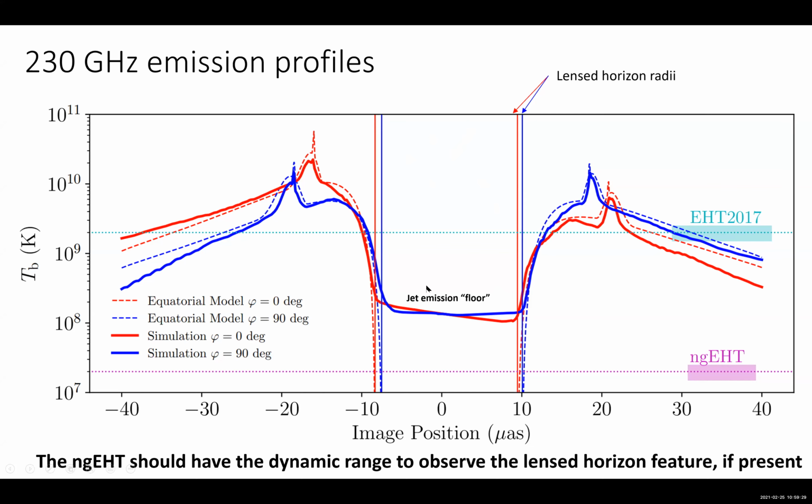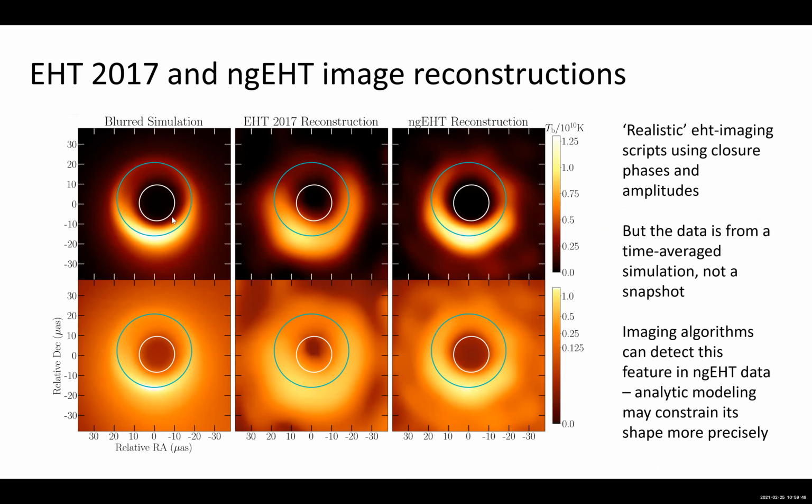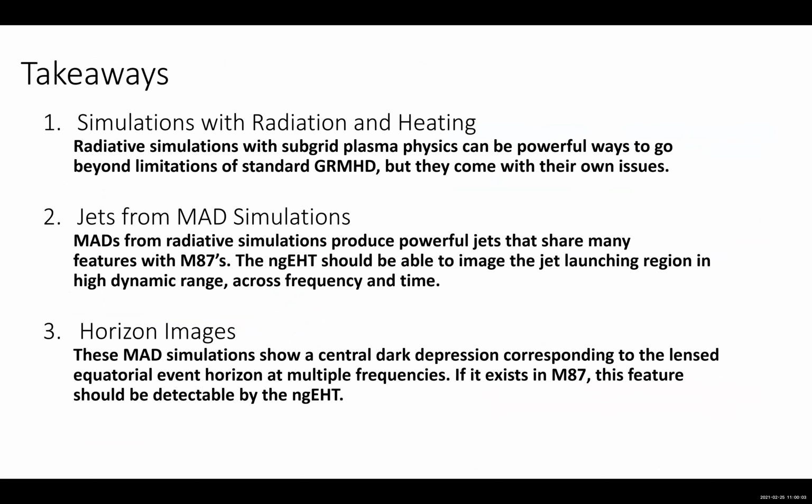And critically, at least in this simulation, this floor is well below what we might see with EHT 2017. The dynamic range is just so limited. But if we extend to ngEHT dynamic ranges, we might be able to pull out this floor and observe this lensed horizon feature directly. And so this is just a series of image reconstructions showing the blurred simulation on the left, a characteristic EHT 2017 reconstruction where we can't resolve this feature, and a characteristic ngEHT reconstruction where we see we can. So that's the end of my talk. Let me know if you have any questions. So my main takeaways are here. And thank you for your time.